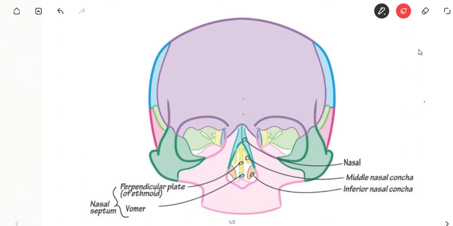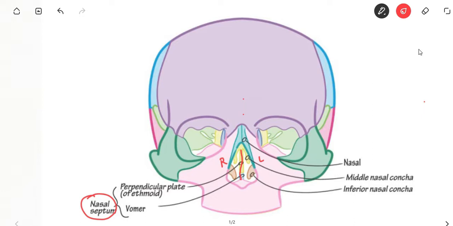Next topic is nose and paranasal sinuses. In that, first we are going to discuss is the nasal cavity. It extends from the external nares or the nostril to the posterior nasal aperture, and it is divided into two halves, the right and left part, by the nasal septum. So this is the nasal septum. It divides it into right and left part.